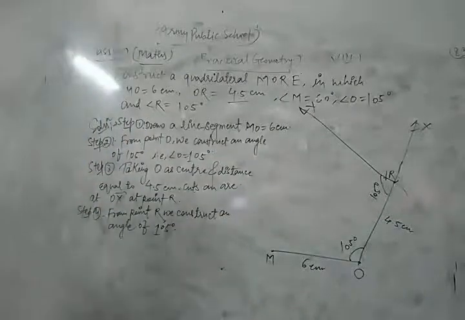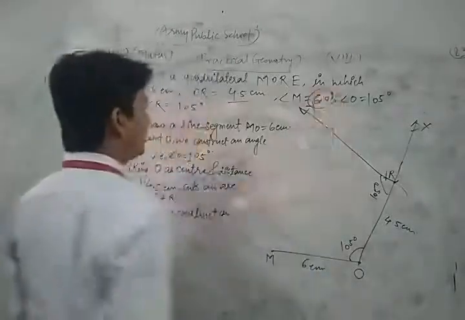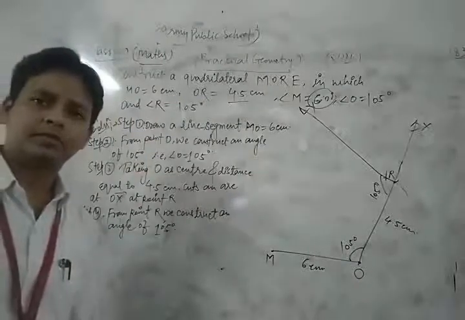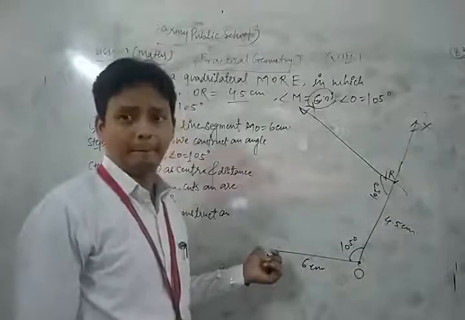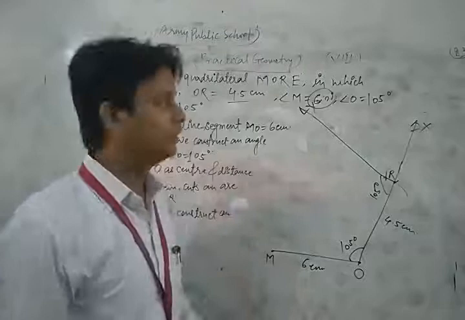Now dear friends, here angle M is what? 60 degrees, right? Angle M is 60 degrees. Now, dear friends, from point M we also construct an angle of 60 degrees.